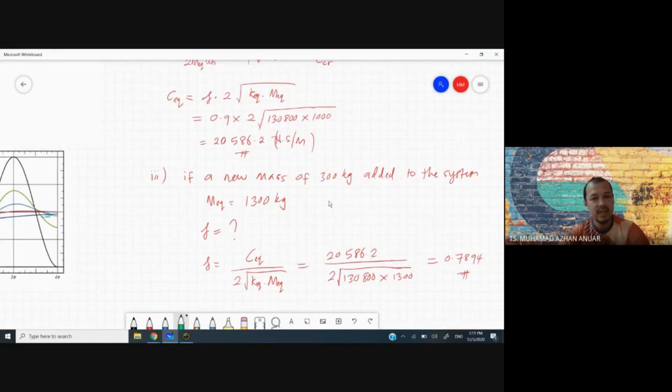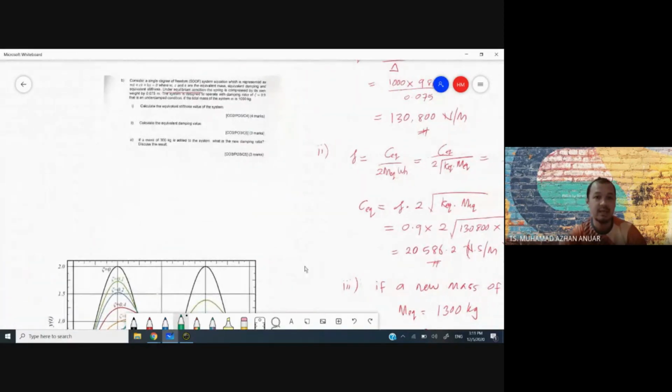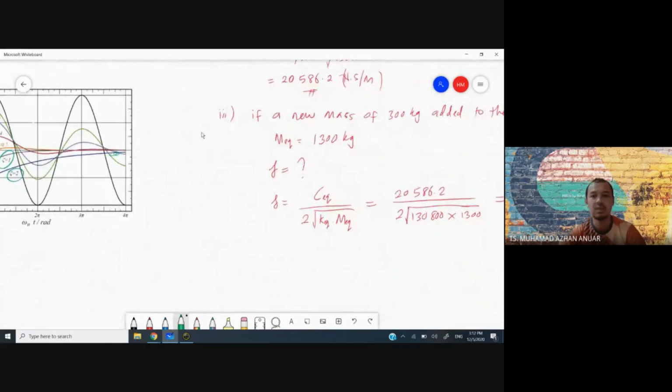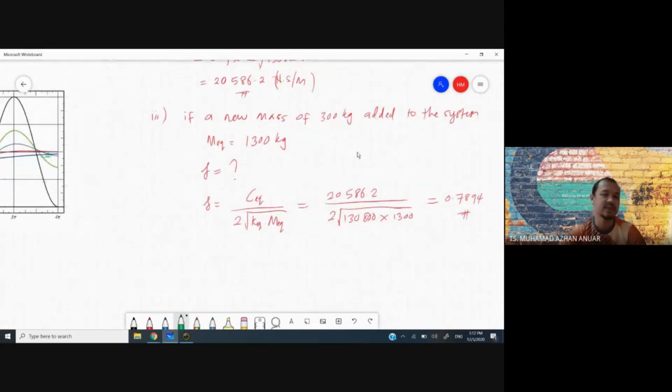If the K equivalent is also changing, then you have to change it. If the condition says the C equivalent is changing, then change it too. But the condition given here is only mass: if a new mass is added to the system. So only the mass changes, which means only the equivalent mass changes in the system.